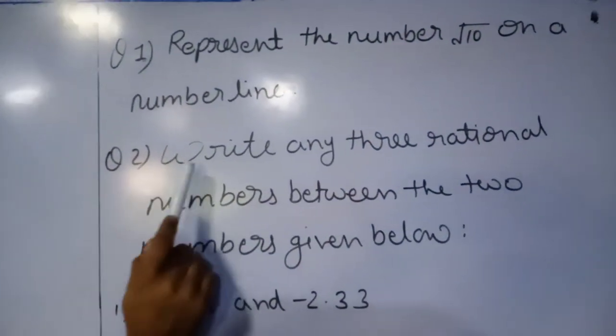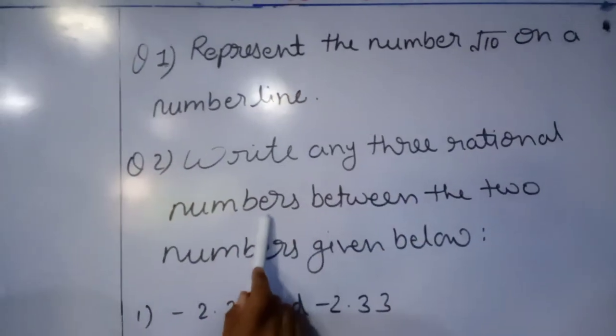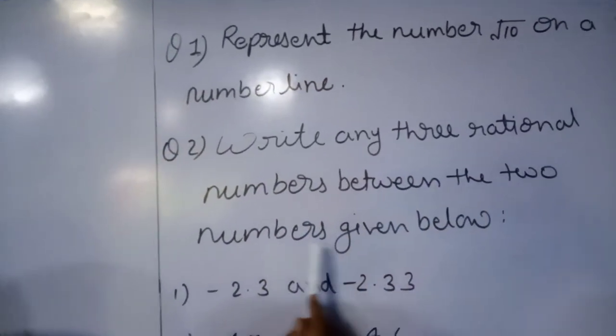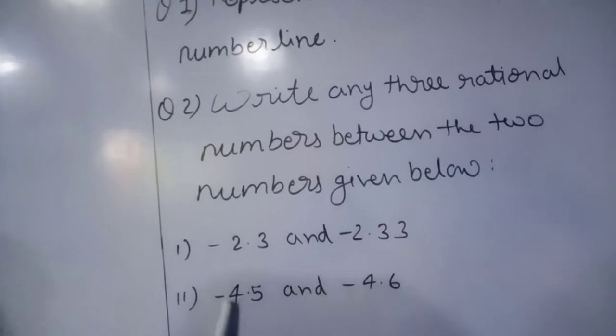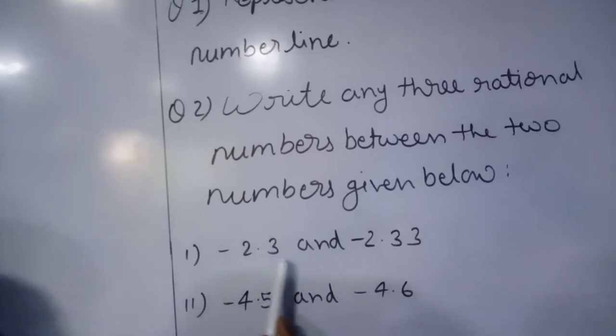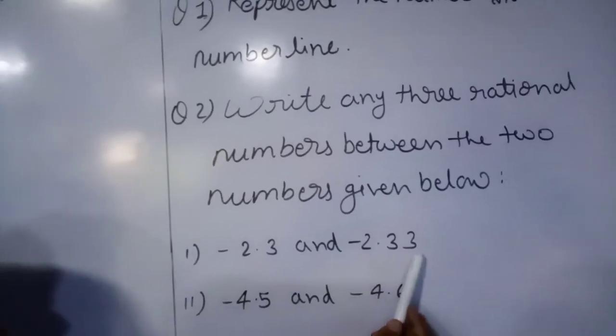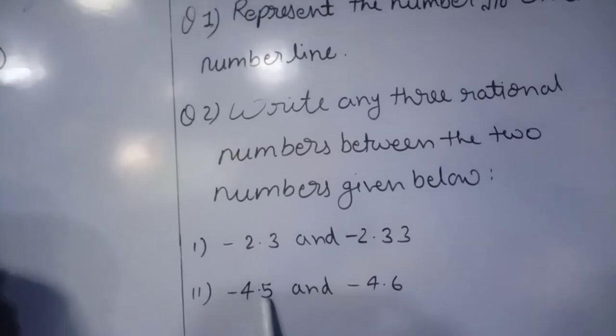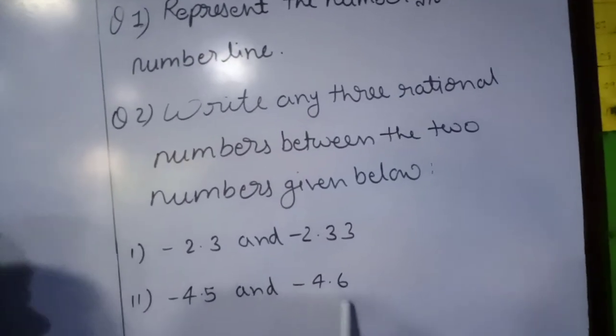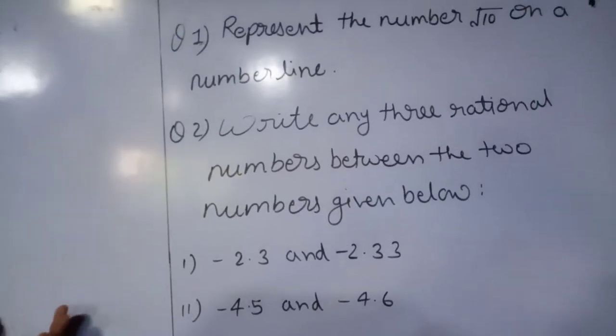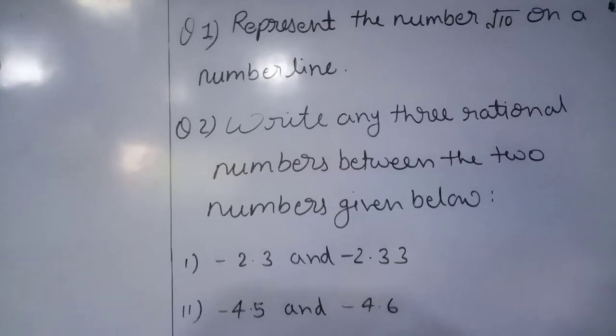Question number 2: write any three rational numbers between the two numbers given below. Here we have two sub-questions: minus 2.3 and minus 2.33. Second one: minus 4.5 and minus 4.6. This way we can do whatever we did earlier.